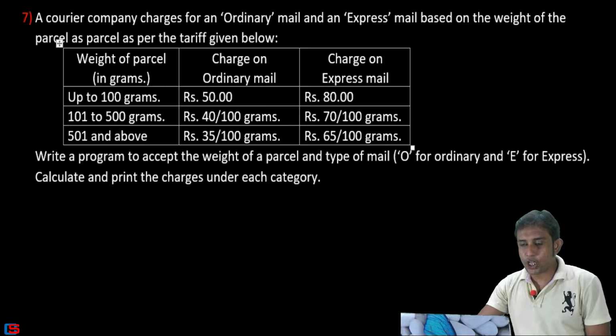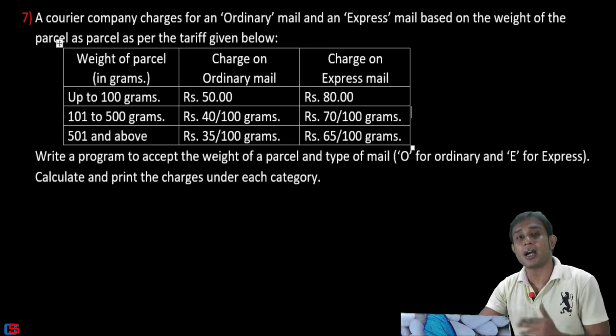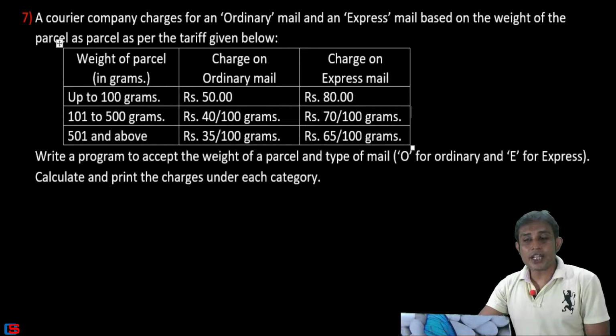So in this question you have to write a menu driven program to choose the ordinary mail option or express mail option. Now in the first portion, up to 100 grams, the charges are fixed, that is rupees 50 and rupees 80. But in case of above 100 grams, maybe 101 to 500 grams or above 500 grams, the charges may vary. Because if it is 200 grams, it is 40 rupees per 100 grams, so it means 2 into 40, that is 80 rupees for ordinary mail.